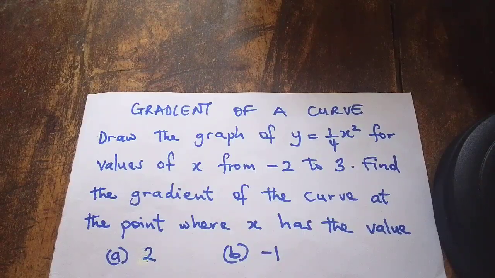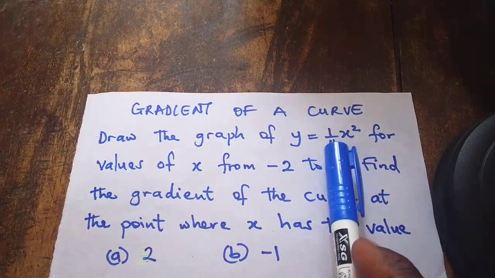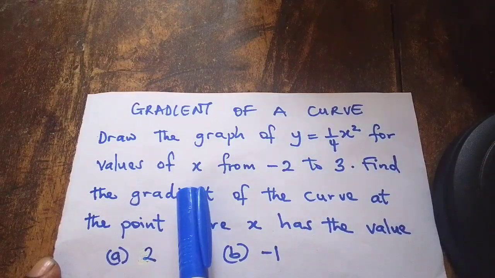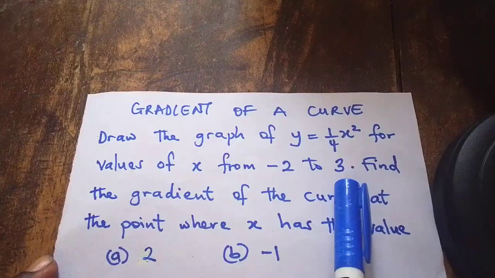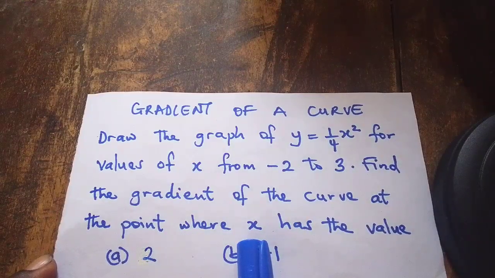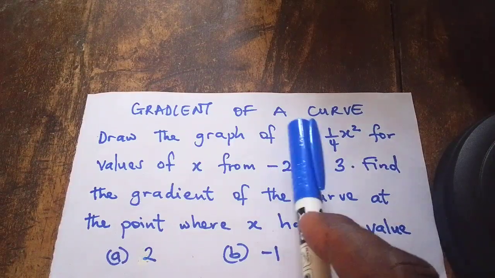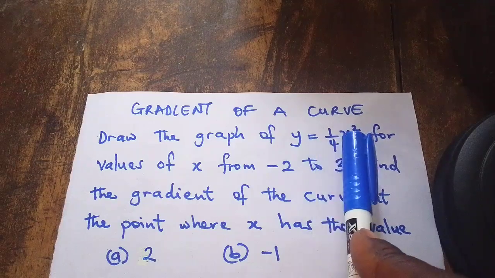Gradient of a curve. Draw the graph of y equals 1 over 4x squared for values of x from -2 to +3. Find the gradient of the curve at the point where x has the value 2 and -1. So first of all, we must draw this graph of y equals 1 over 4x squared.